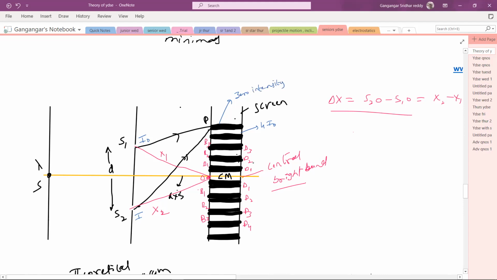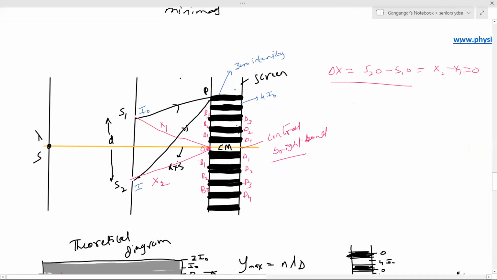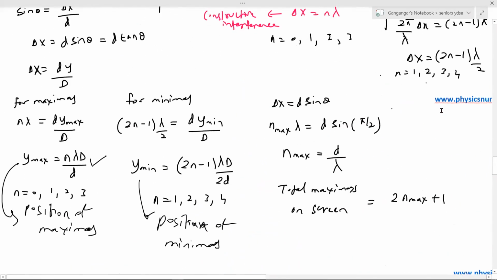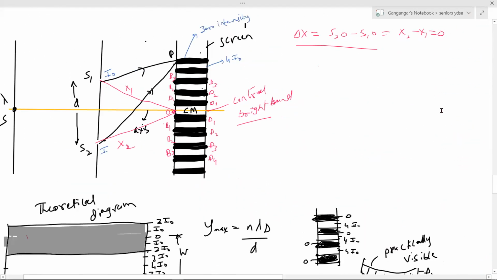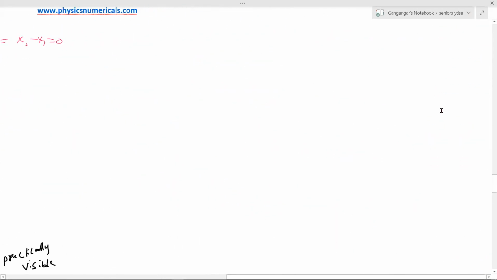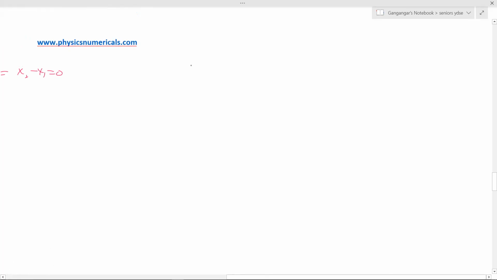This will be a little bit difficult for students. Sir, how come 4 I naught? Okay, let's do one thing. Let's have some small discussion, a very simplified discussion. So these are the slits.